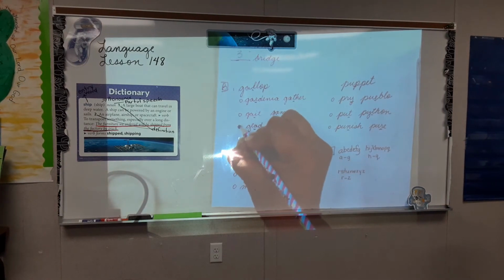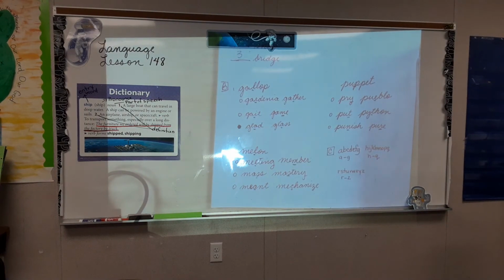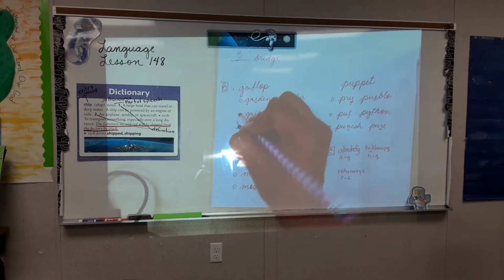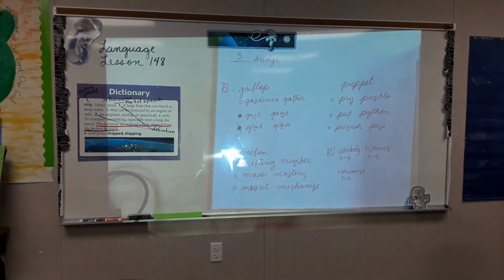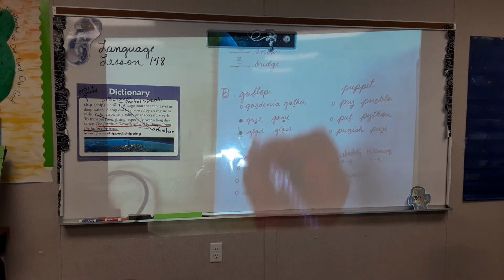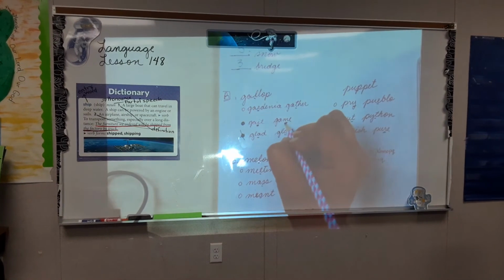Sorry. I'm waiting to see if you were going to answer me. Okay, exactly. It would be gate and gain, right? Because it's between I and M. L comes between I and M.